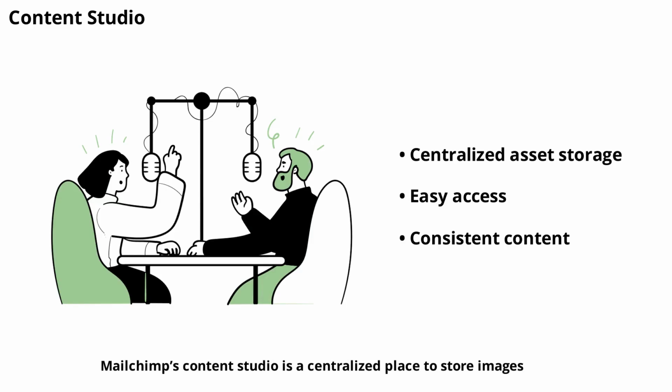Mailchimp's Content Studio is a centralized place to store images, files, and other assets. This makes it easy to access and reuse content across different campaigns. By organizing your creative assets in one place, you save time and ensure consistency in your marketing materials.